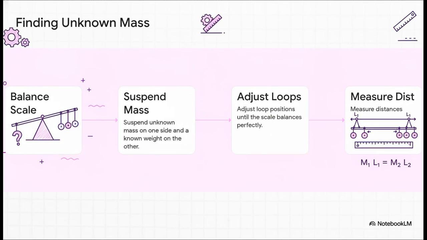It's pretty straightforward. First, you balance the bare scale on the wedge to find its exact center of gravity. Second, you suspend your unknown mass on one side and guess a roughly equal known weight for the other side. Third, you carefully slide those thread loops back and forth until the scale balances perfectly horizontal again. Finally, you just measure the distances from the wedge to the loops, plug those numbers into our M1L1 formula, and boom, you've calculated the unknown mass. This hands-on process essentially replicates the exact mechanics hidden inside a commercial physical balance.